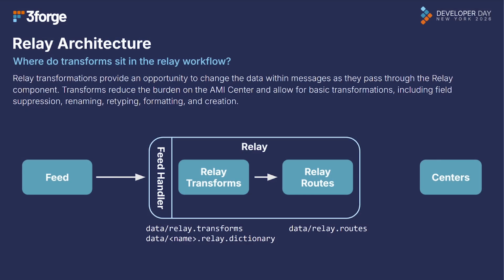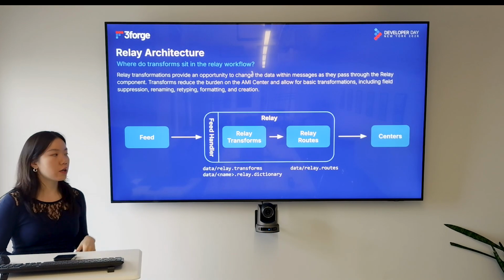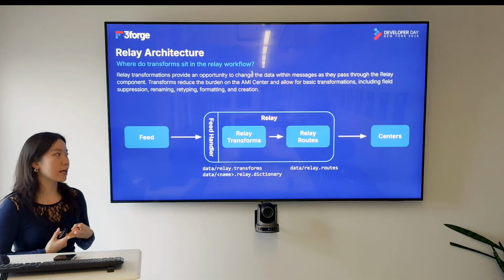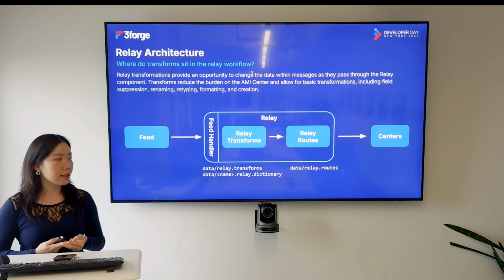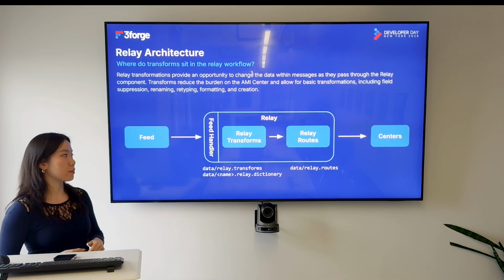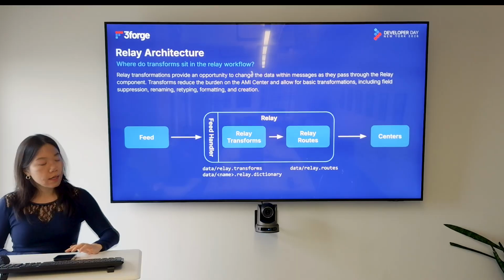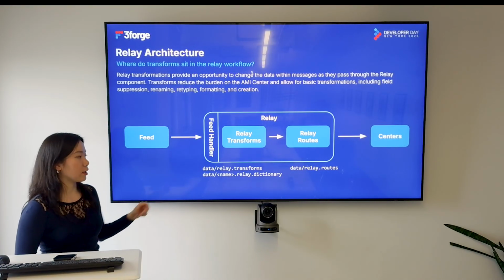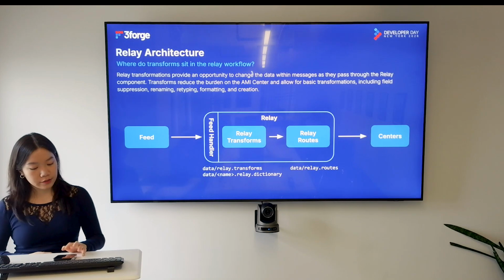Now, you may be familiar with the concept of relay routes, which directs data to different centers. Relay transforms sits between this redirection and data ingestion. So when you're consuming data from feed handlers such as the Kafka, Solace, AMS feed handlers, or through AMI client, you can use relay transforms to manipulate the data. The configuration lives in two files, relay.transforms and relay.dictionary, which we'll get into now.